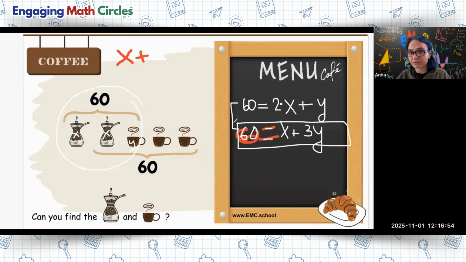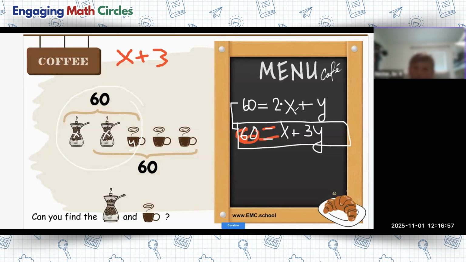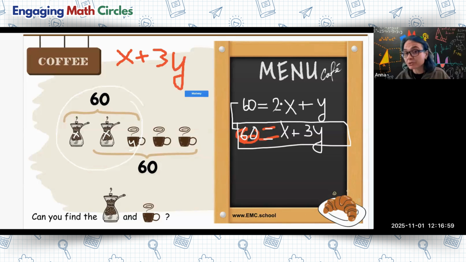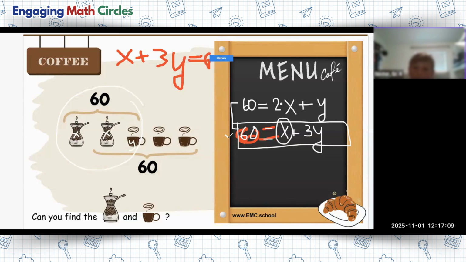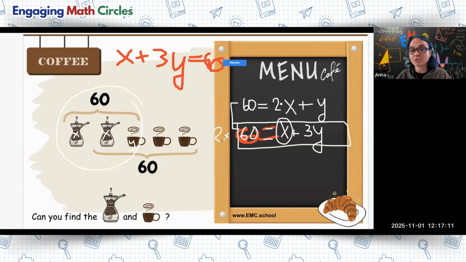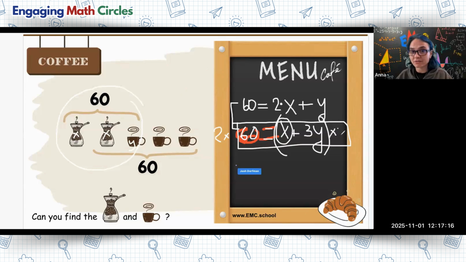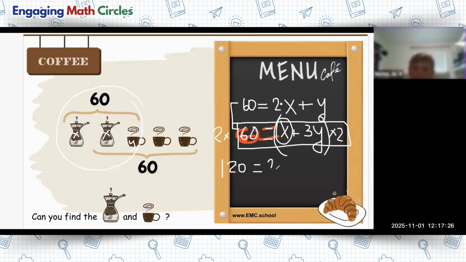How many x's do I have? 1. On the other one, I have 2. What if I had two x's here as well? What do I need to do to my second equation to have 2 x's instead of 1? Multiply by 2. Let's multiply everything by 2. Okay, so I say times 2 here. I put parentheses here and I say times 2. Now, 60 times 2 is 120. Then tell me what do I have on the other side? 2x and 6y.